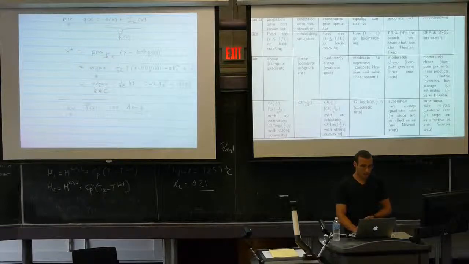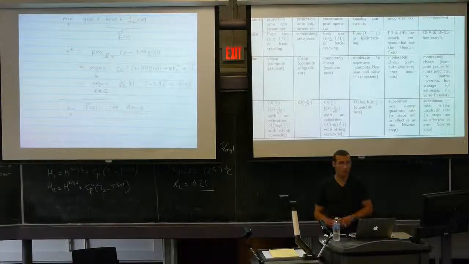For proximal gradient, it's the exact same story. It's all the same rates. The assumptions are just now made about g, the smooth part, assuming we can actually evaluate the prox operator.